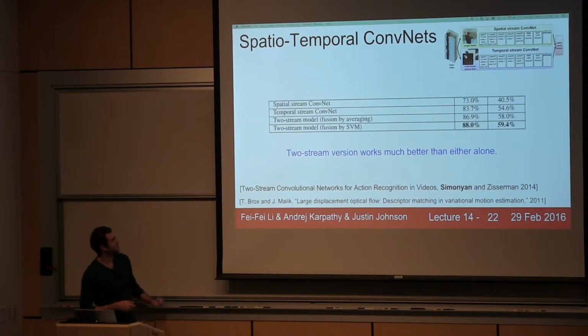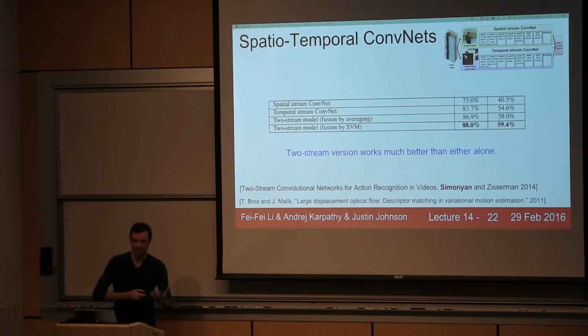They found, for example, that if you just use a spatial convnet, looking only at images, you get some performance. If you use a convnet on just the optical flow, it actually performs even slightly better than just looking at the raw images. So optical flow in this case contains a lot of information. And then if you fuse them, you end up performing even better.